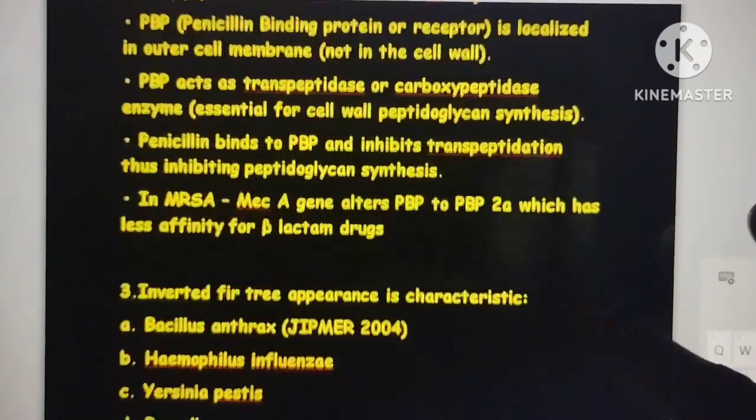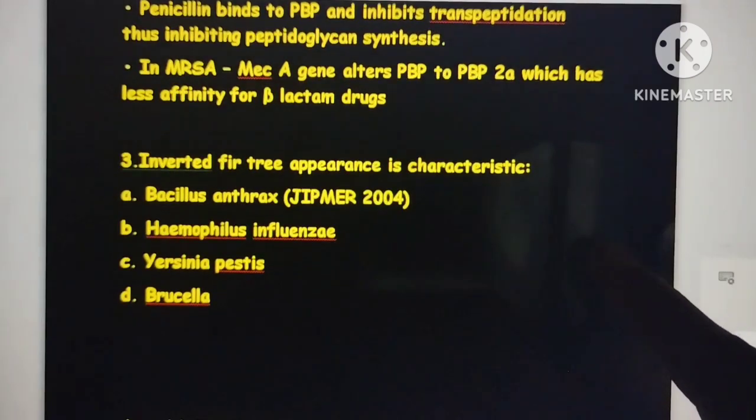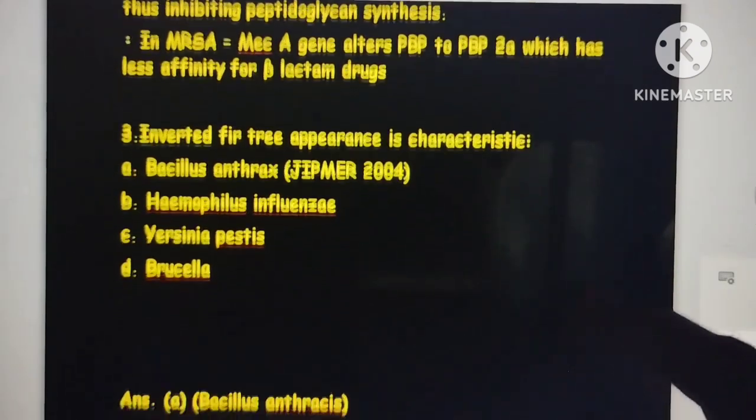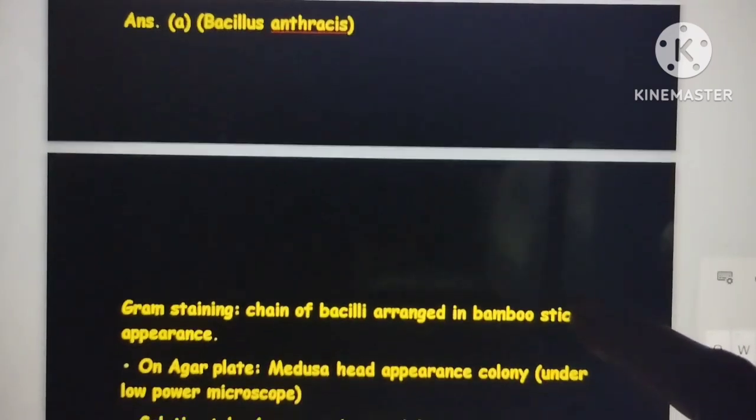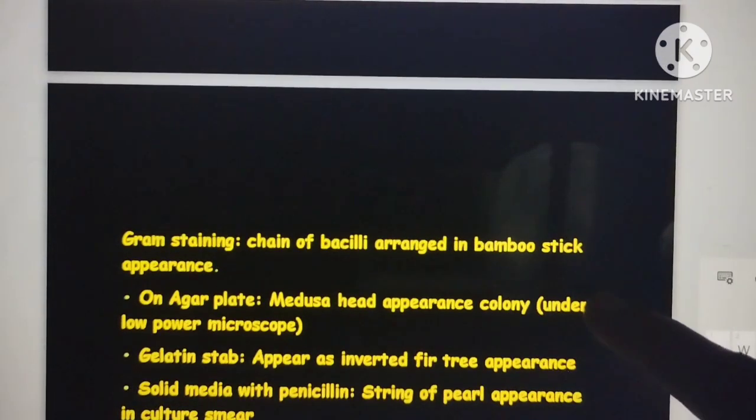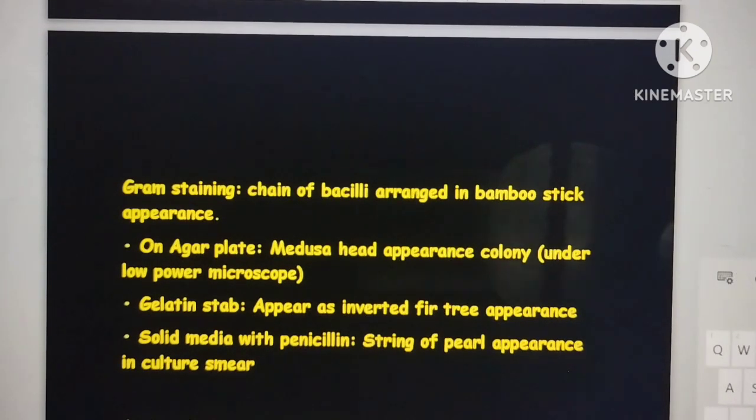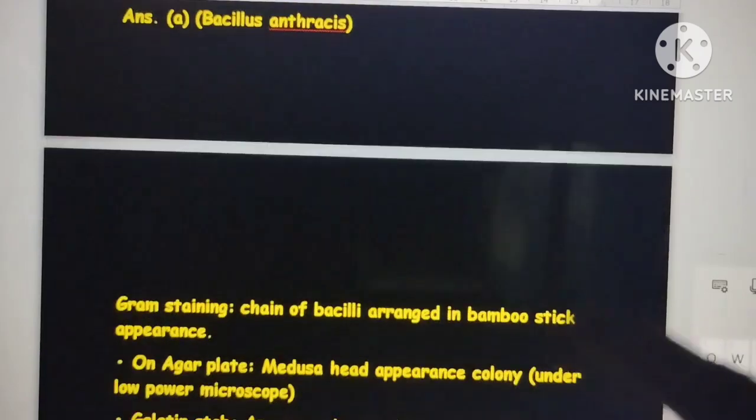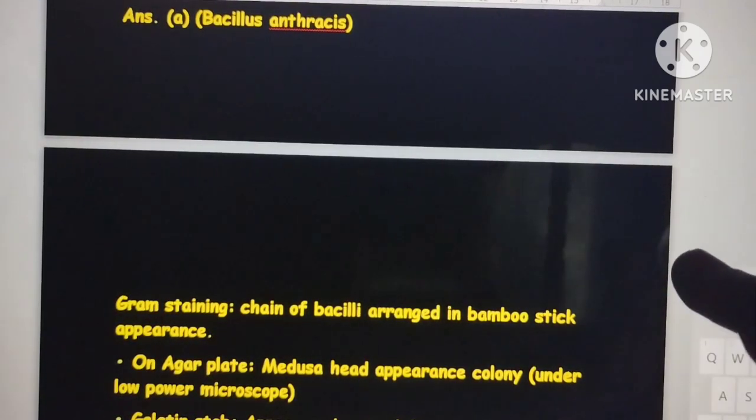Next, inverted fir tree appearance is characteristic of Bacillus anthracis, Haemophilus influenzae, Yersinia pestis, or Brucella. It is Bacillus anthracis. Some culture characteristics to remember: there will be a chain of bacilli; in Gram staining it has a bamboo stick appearance; on agar plate under the microscope it looks like a medusa head; gelatin stab shows an inverted fir tree appearance; and solid media with penicillin shows a string of pearls appearance. So remember all the appearances of Bacillus anthracis.